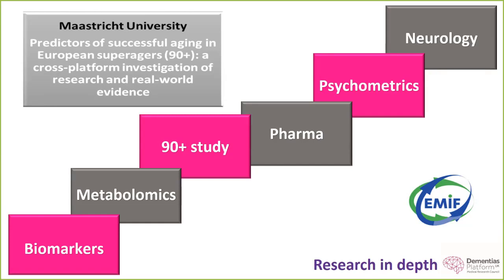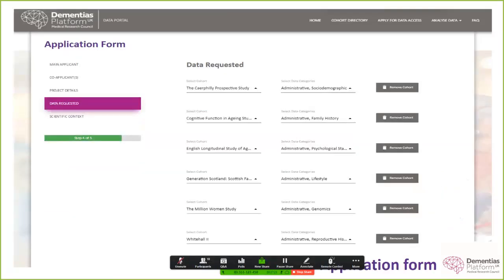So once you've identified your question, if we move on, I'll show you our application form. The application form, we designed to be as streamlined and straightforward and simple as possible. And really it was designed around 4 main sections. So we have our applicants, our project details, data requested, and scientific context, which requires a bit more detail. So over here, this is a real-life screenshot of the 6 cohorts which we requested for the 90-plus study.